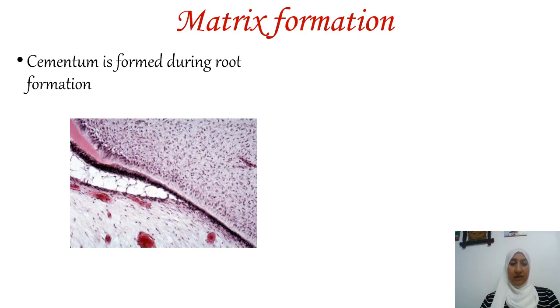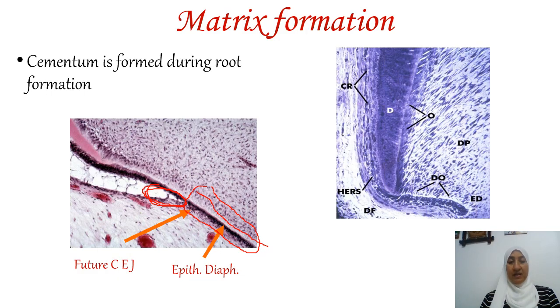The epithelial root sheath of Hertwig, as you see here, starts to proliferate from the reduced enamel epithelium. This reduced enamel epithelium is formed of the compressed cells of the enamel organ, and as you see here, there is differentiation of odontoblasts that start to secrete dentin, then the epithelial sheath of Hertwig will degenerate. This is the future cemento-enamel junction. That's the start of the root and the end of enamel, and this is the epithelial diaphragm.